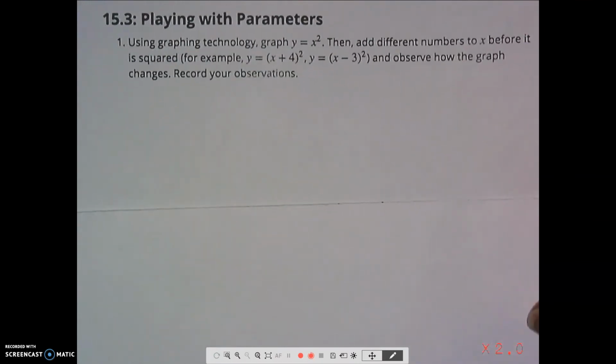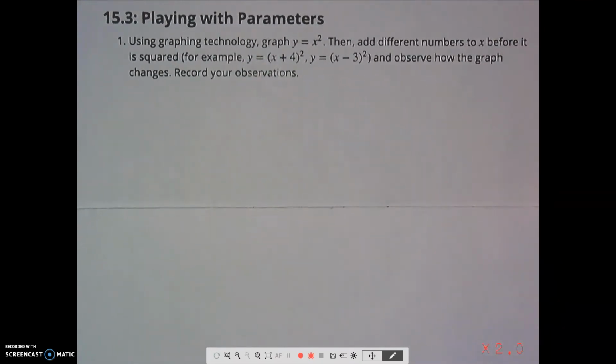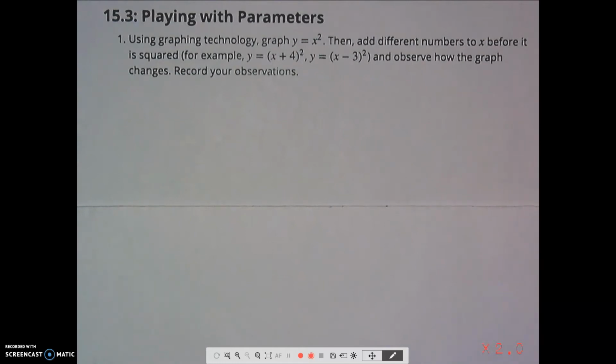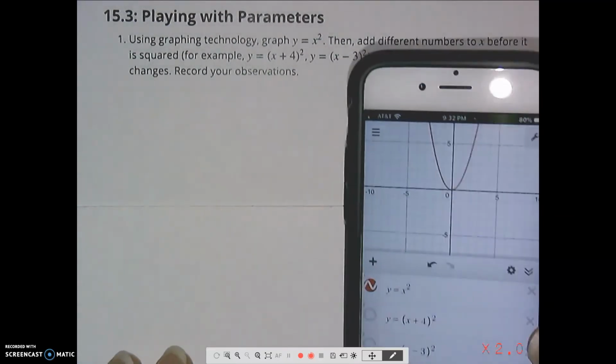Okay, so it tells us to play around with parameters. So we're going to use graphing technology. We're going to graph y equals x squared and then add different numbers to x before it is squared. Okay, so we're going to observe how the graph changes.